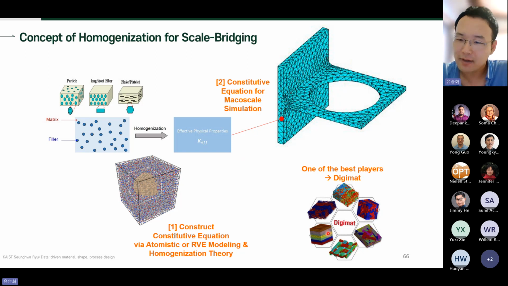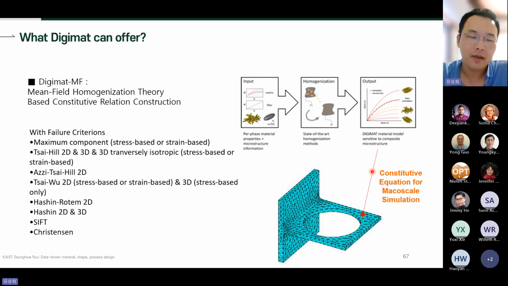And one of the best players in this business is, I think, the DigiMat software. DigiMat offers mean field theory. What DigiMat mean field theory offers is, given various shape and orientation distributions of the inclusions, it constructs the constitutive law, and this can be plugged into a macro scale FEM continuum simulation with a failure criterion like this. Okay.